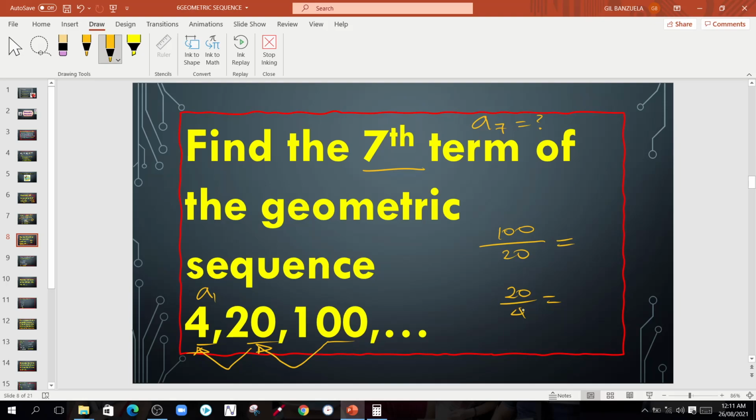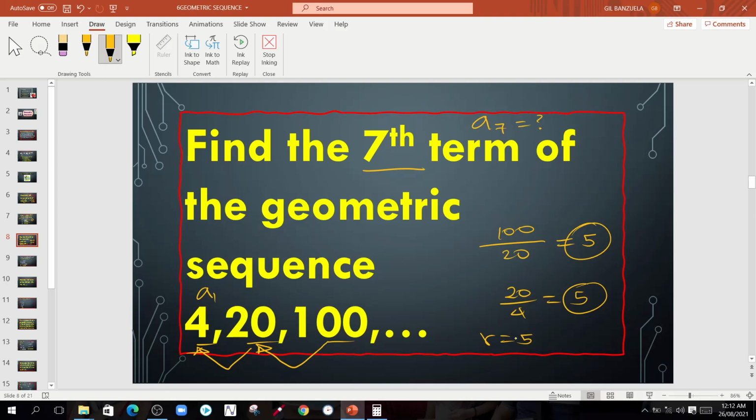So let's see if there is some commonality. Kasi kung walang commonality, guys, then this is not a geometric sequence, diba? Kung walang common ratio. Take note, the difference between arithmetic sequence and geometric sequence. In arithmetic sequence, meron tayong common difference. Pagdating sa geometric sequence, meron tayong common ratio. Now, let's simplify. How many 20 are there in 100? Siyempre, meron tayong 5. How many 4 are there in 20? Meron tayong 5. And since the ratio is common, so therefore, our common ratio or r is equal to 5.